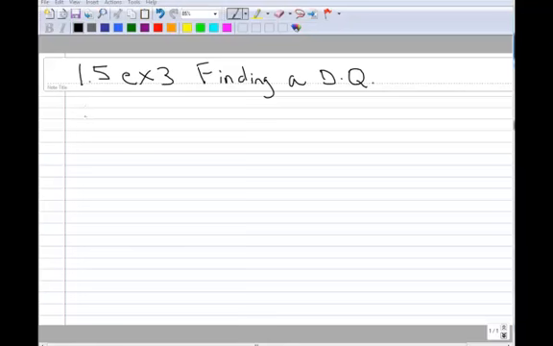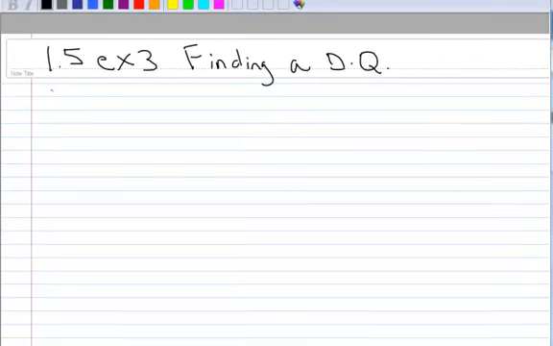Okay, in this example, we are going to actually find a difference quotient. So this video goes with section 1.3, example 3, finding a difference quotient. So let's start with a function, f of x equals x squared minus 2. And we want to actually find the difference quotient for this function.